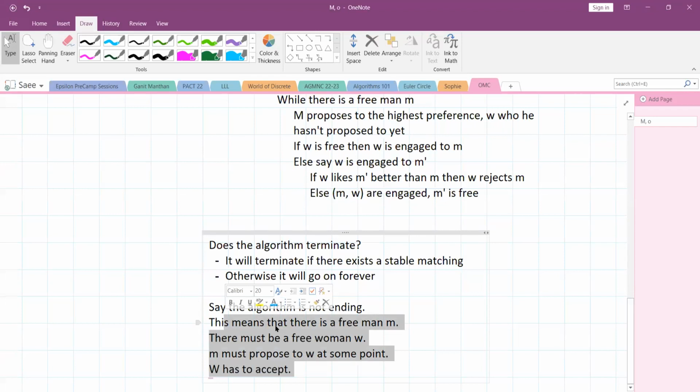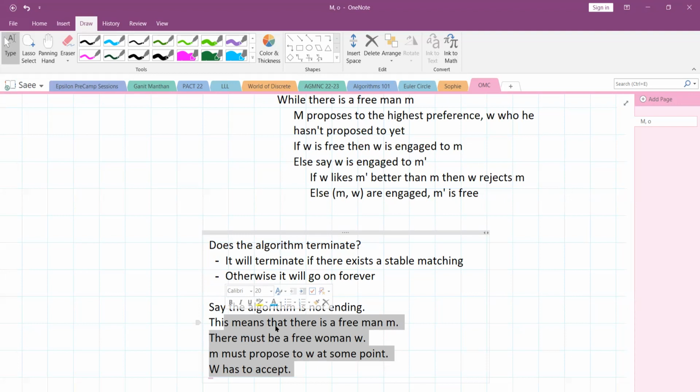Even more precise argument would be: M must have proposed to W at some point, because M is currently not paired with anybody. Does that make sense?